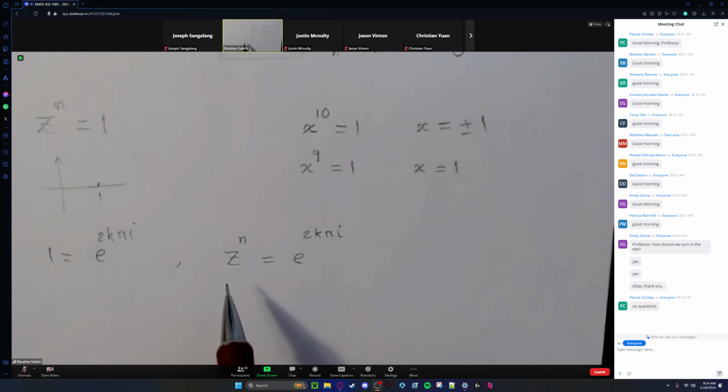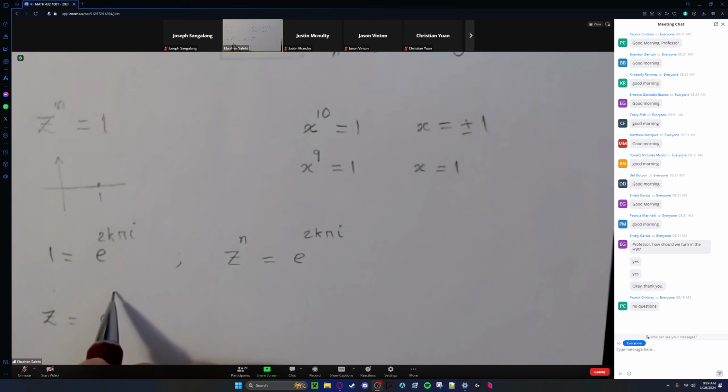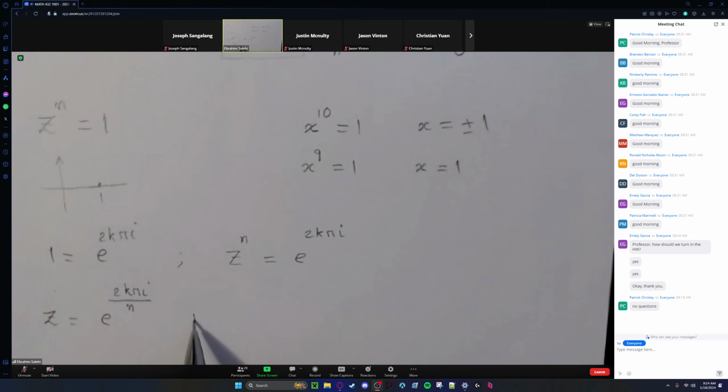And in that equation, you take the nth root, and you will get z equals e to the 2k pi i divided by n. And you will get n different solutions depending on k, of course. k goes from 0, which will give you 1, then 1, 2, and so forth, up to n minus 1. If you let k be n, you will get back to this.